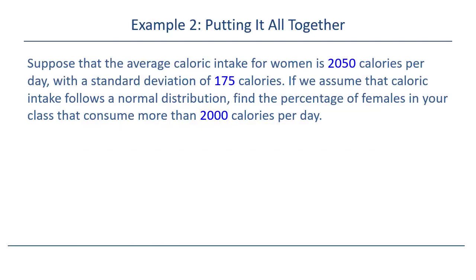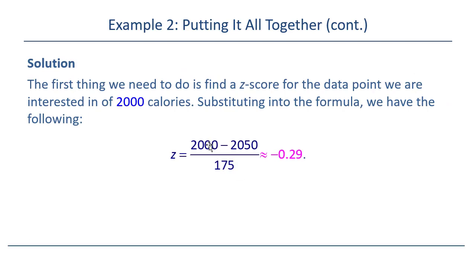Okay, suppose the average caloric intake for a woman is 2,050 calories per day with a standard deviation of 175. If we assume that caloric intake follows a normal distribution, which it pretty much does, find the percentage of females in your class that consume more than 2,000. Well, that's easy. Just do the z-score for 2,000, get negative 0.29.